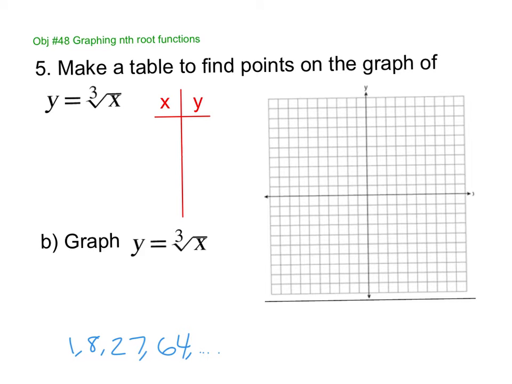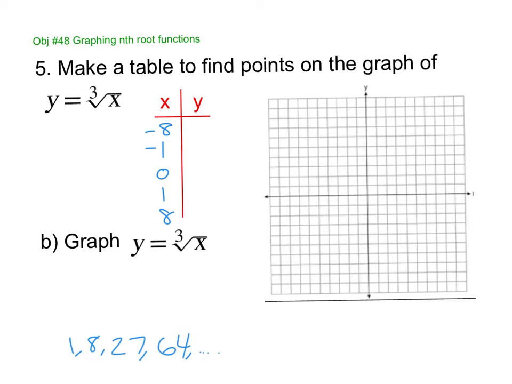Right. So I know I want to plug in 1. I want to plug in 8. What else should I plug in? 0. Anything else? Now, since it's a cubed root, are we able to take the cubed root of negatives? Should we include negatives? We can. So actually, I'm going to erase this. So what I did was negative 8, negative 1, 0, 1, 8.